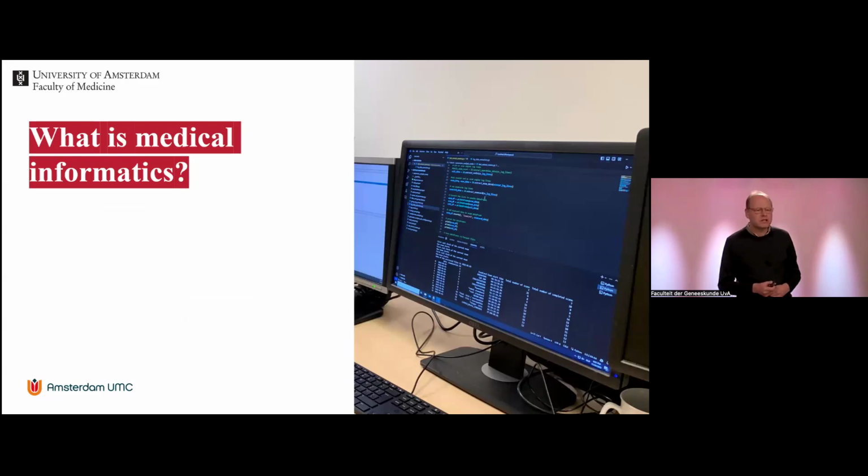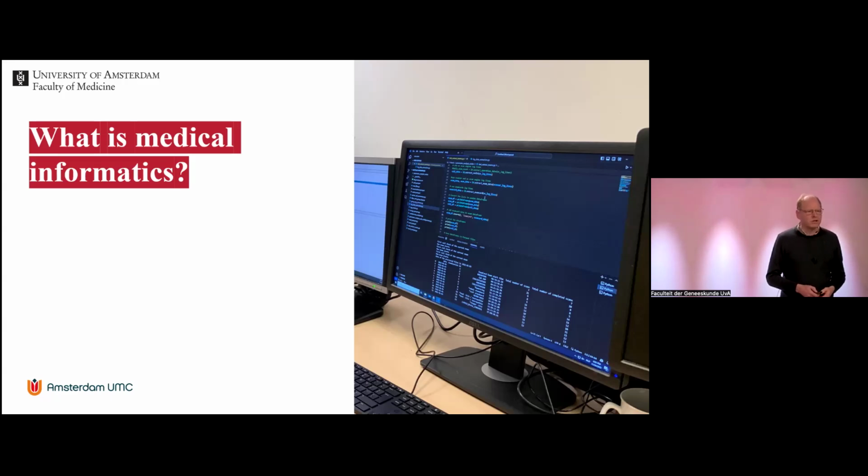Medical informatics is, you could say, the happy marriage between healthcare, medicine, and computers. We're trying to solve challenges in healthcare by using information systems and our knowledge about information. We study how information is created, how it is stored, how it is managed, and how it can be processed.